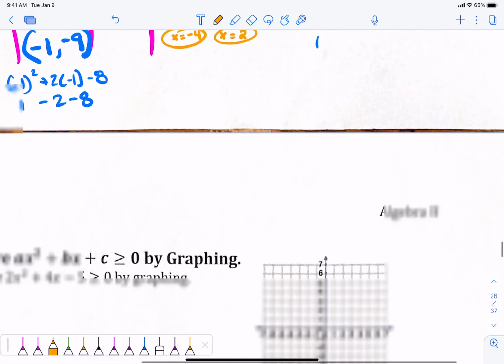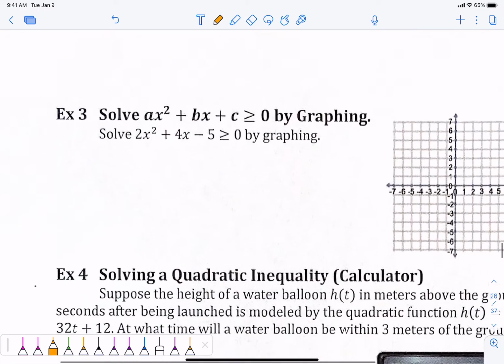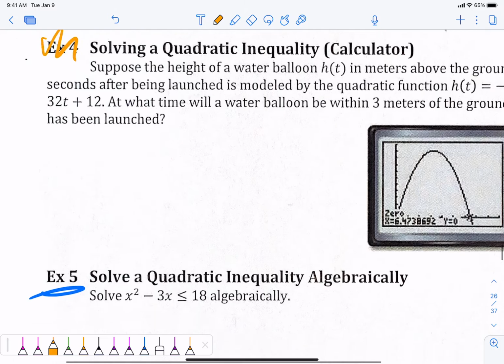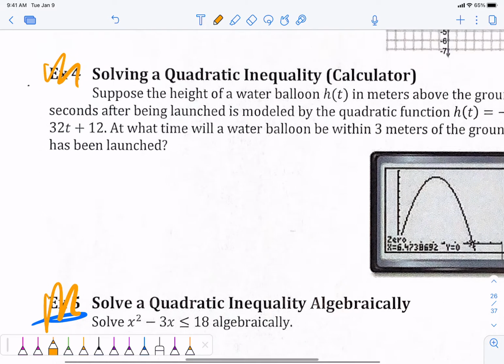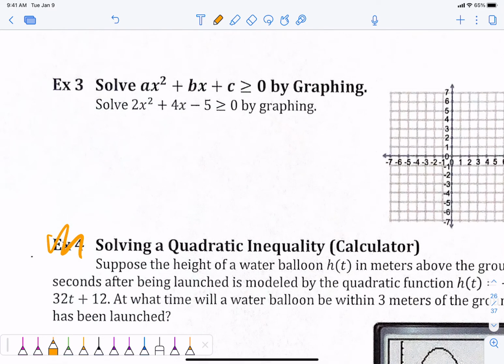We're going to do one more of these on the back side, example 3, and then we'll skip example 4 and example 5, and we'll call it a weekend, right? So you do have a little bit of homework. It's not too bad, though, I don't think.